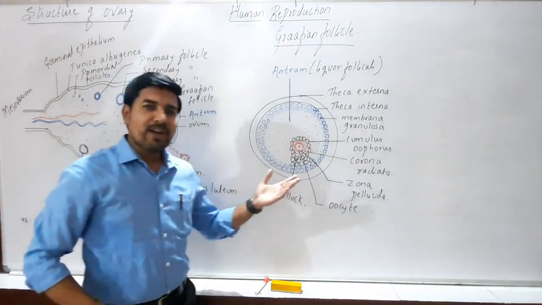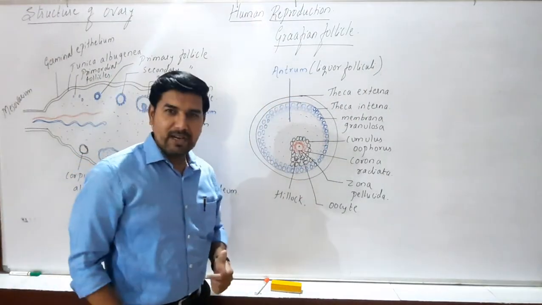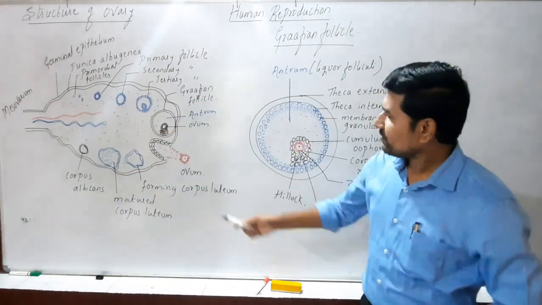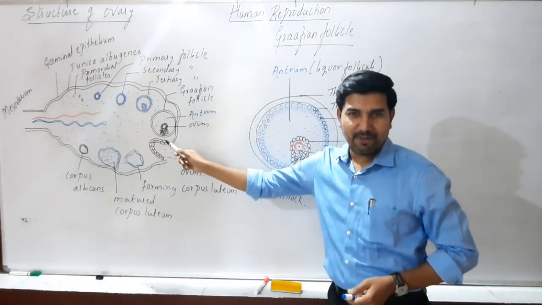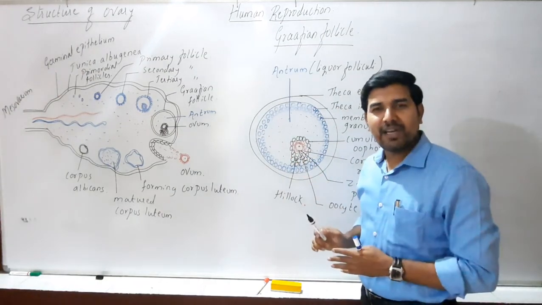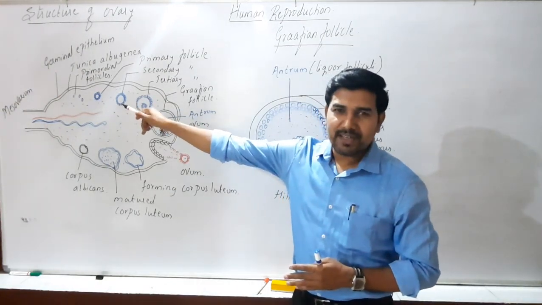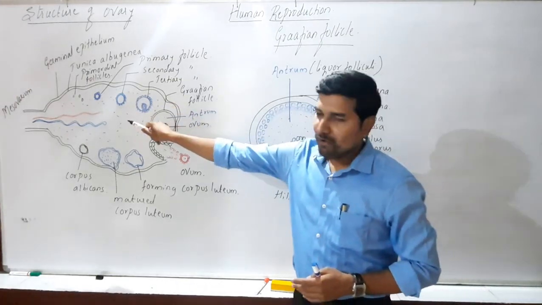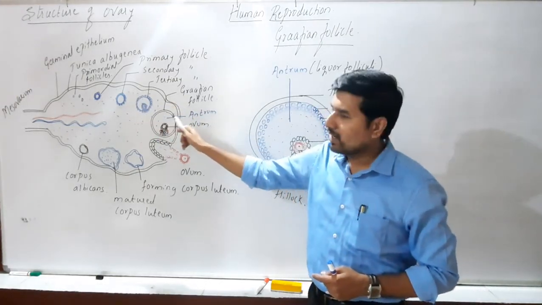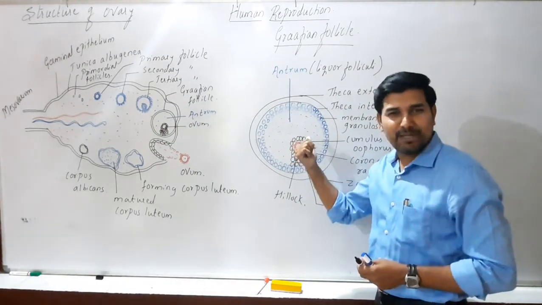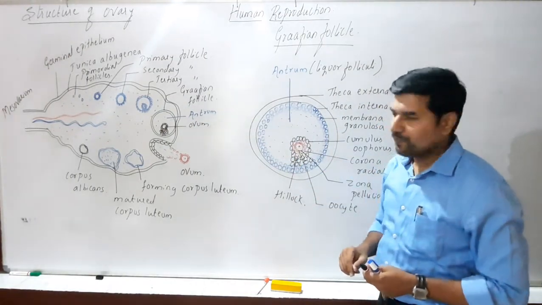Okay, now look at the structure of the Graafian follicle. Graafian follicle is the matured follicle. Look at this. This is the Graafian follicle. How is the Graafian follicle formed? It is formed by its precursor follicular cells. What are those? Primary follicle, secondary follicle, tertiary follicle. The matured follicle is a Graafian follicle. Graafian follicle is the matured follicle in the ovary.